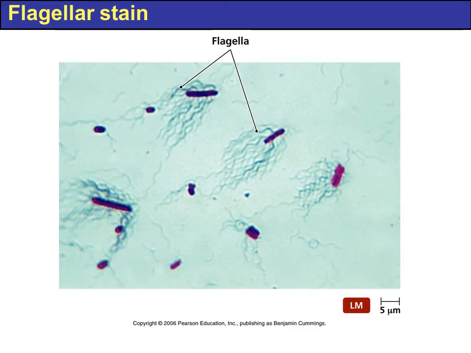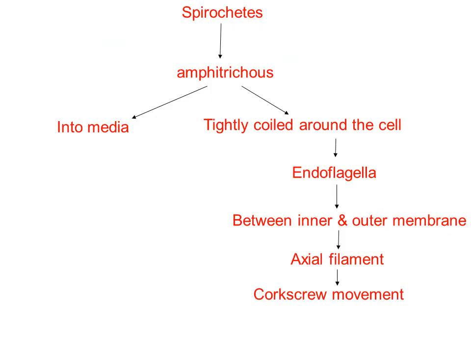This is an image of a flagella stain. Spirochetes, such as Treponema pallidum, are amphitrichous. It has one flagella that goes into the media and one flagella that stays closely attached to it. It is referred to as the endoflagella.